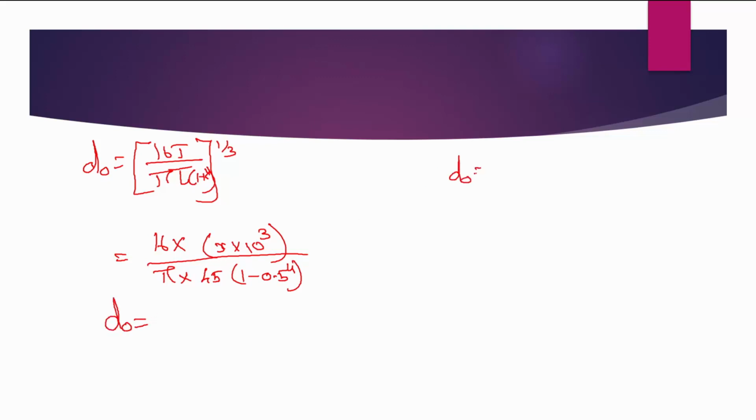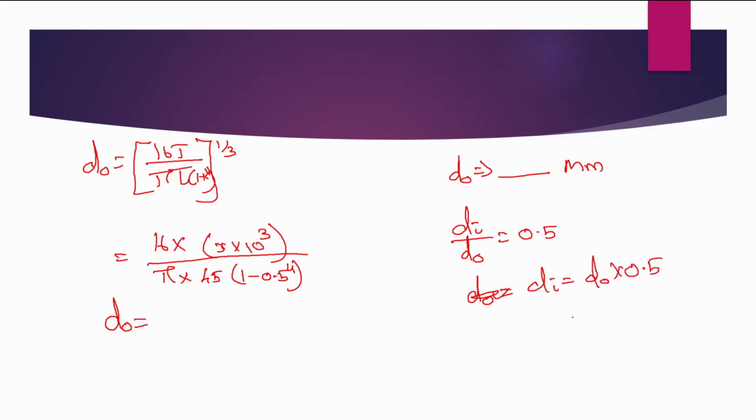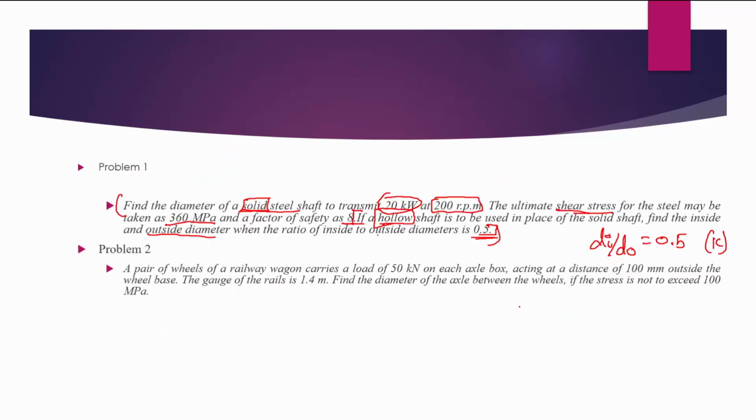Once we have d naught, we have the ratio di by d naught, which is 0.5. This ratio has to be always less than 1 because the inner diameter will always be less than the outer diameter. So di is equal to d naught, which we already have, into 0.5. That will give you the value of di in mm. So this is how you could solve question number 1. Go ahead, all the best.